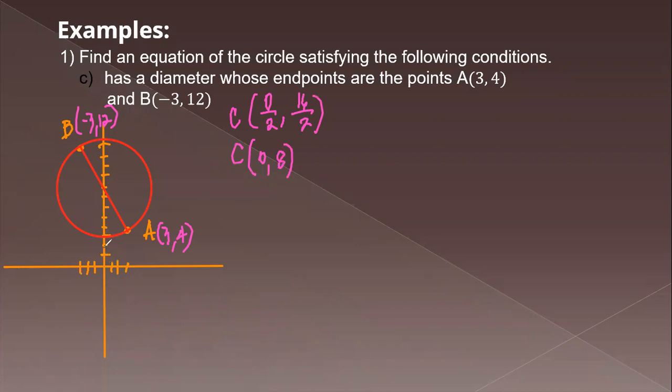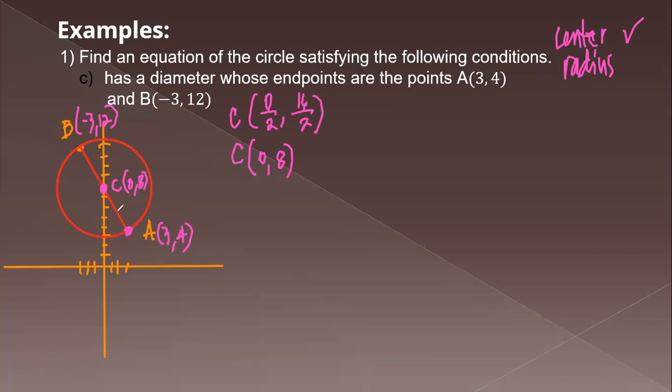We have 1, 2, 3, 4, 5, 6, 7, 8. Sakto. Okay? So that is our center, 0, 8. Now, the next thing that you have to do is to get the radius. Meron ka ng center. Maglagay ka ng checklist. Center, check. Meron ka na bang radius? Wala pa. So para makuha natin ang radius, pwedeng yung point A at saka yung point B then divided by 2, or pwede namang from the center to point A, pwede kang kumuha ng radius.